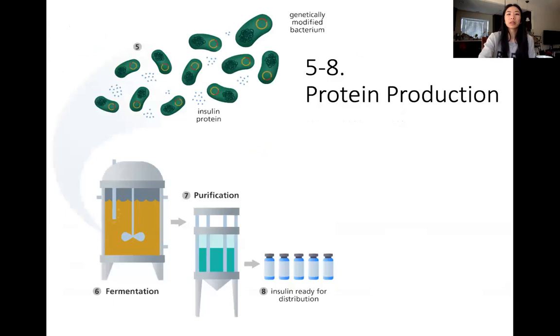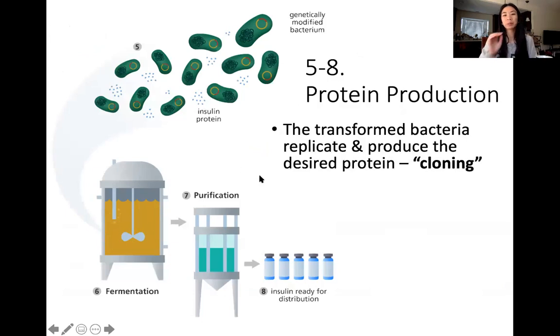The last part is once these bacteria cells have the plasmids within them, steps 5 through 8 is the protein production. Really, we're asking these bacteria cells to become little protein factories, little insulin factories for us. So this is now our genetically modified bacteria. We have engineered it to now produce the protein, which is these blue dots. And in steps 5 through 8, the transformed bacteria replicate and they produce the desired protein.